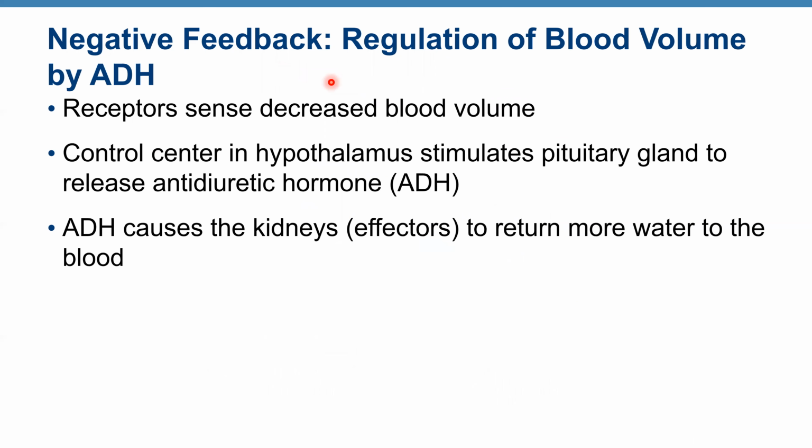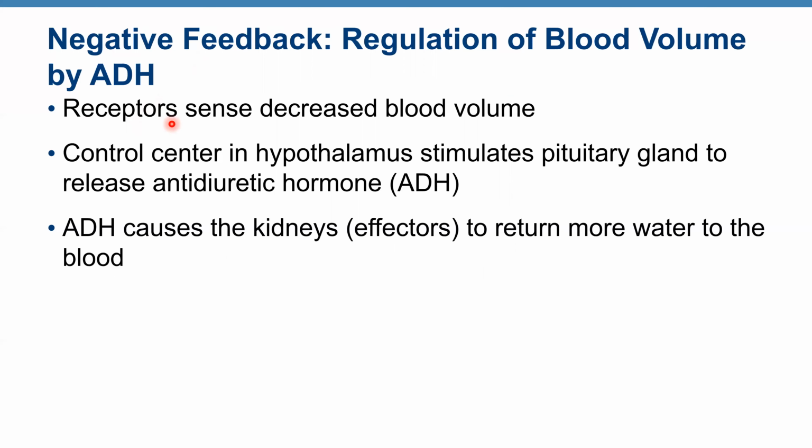So when we regulate the blood volume, again, you have a stimulus. Let's say your blood volume drops. Why would your blood volume drop? Well, one reason can be bleeding. So let's say you have external or internal bleeding, you're losing blood, your blood volume drops and your blood pressure drops. So that would be your stimuli.